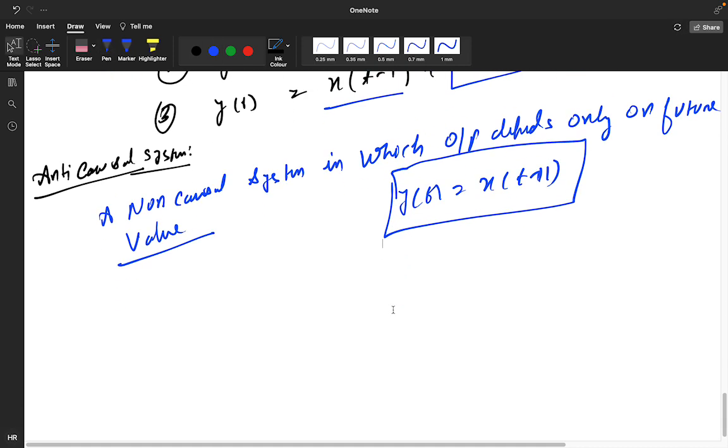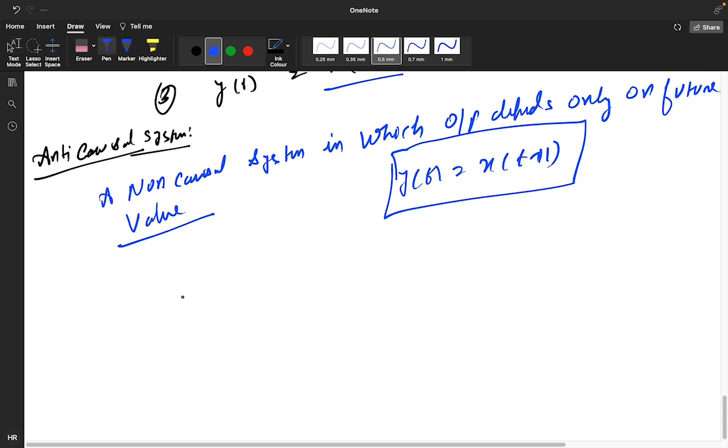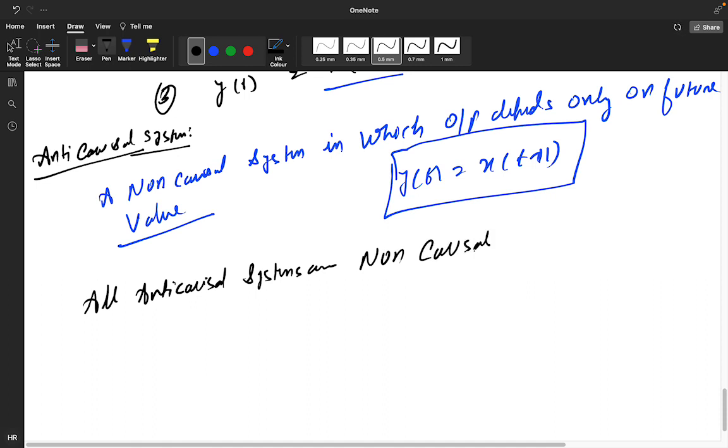Okay, so what you understood from this: all anti-causal systems are non-causal, but the converse of this is not true.